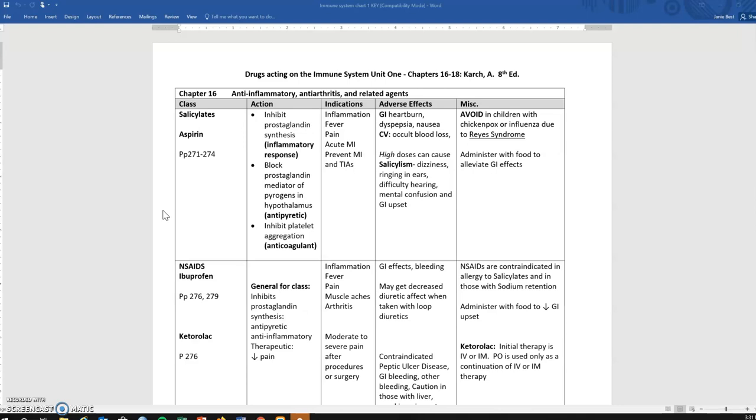Children who have chickenpox or influenza or other viral syndromes should not take a salicylate due to the risk of Reye syndrome. And all salicylates should be administered with food to alleviate some of the GI effects.